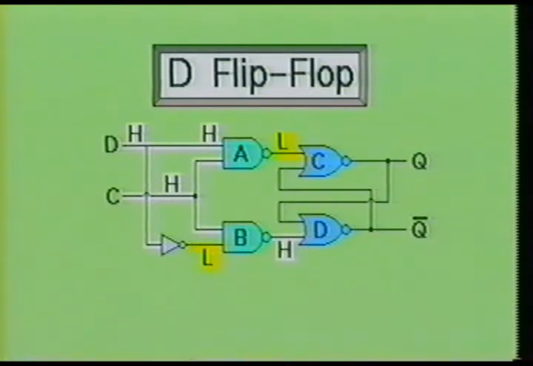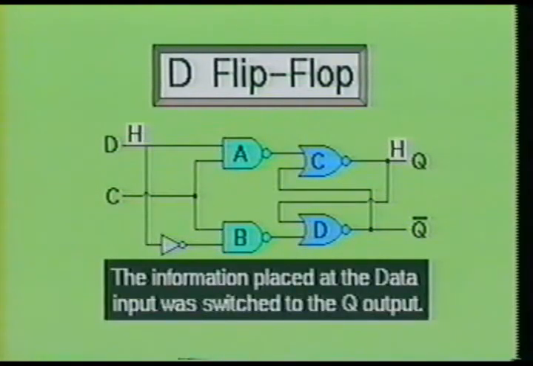Also, since gate B is a NAND gate and it is receiving a high and a low, it will produce a high at its output. As you might recall, when a NOR gate has any of its inputs high, it will produce a low output. Therefore, NOR gate D will produce a low output, which is fed into not Q and into the second input of NOR gate C. At this point, NOR gate C has a low being applied at both of its inputs. Therefore, this NOR gate will produce a high at its output. Notice that the information which was present at the data input has now been switched to the Q output.